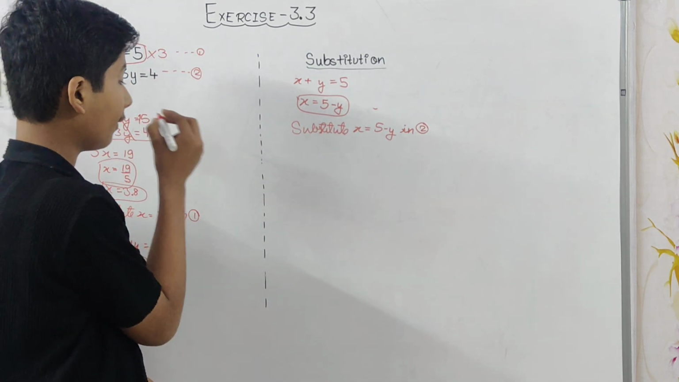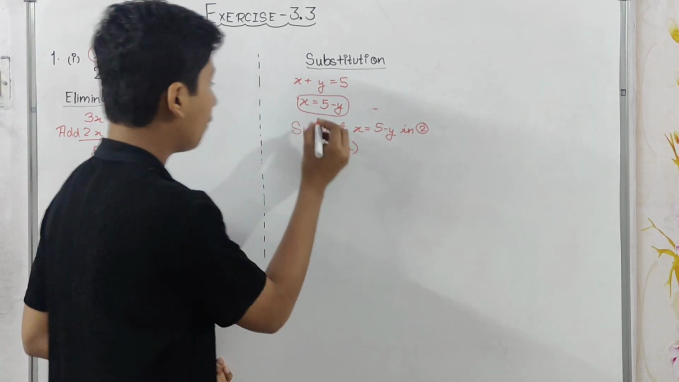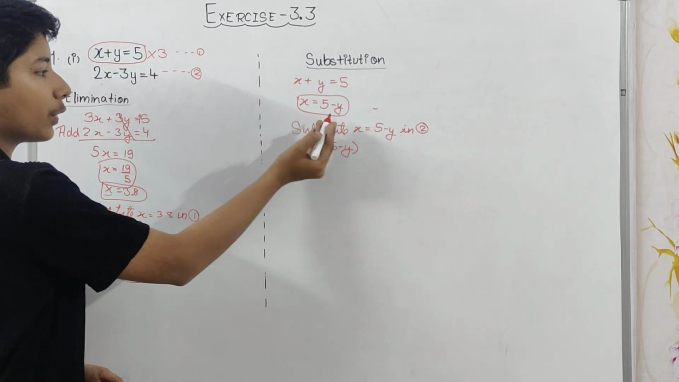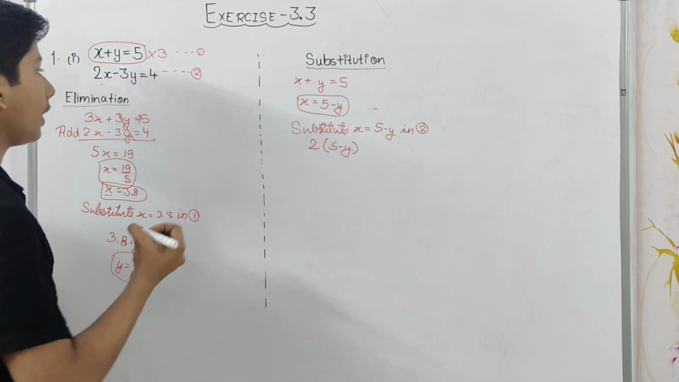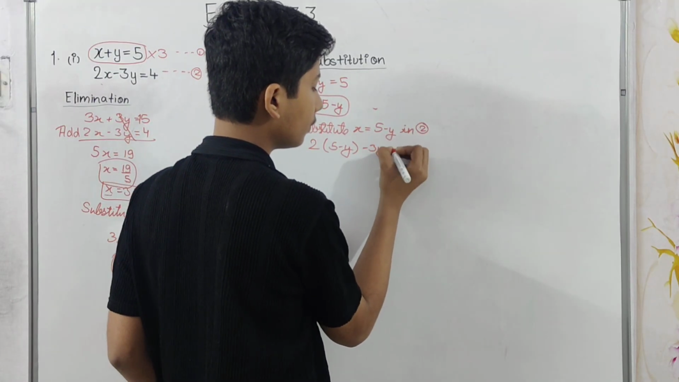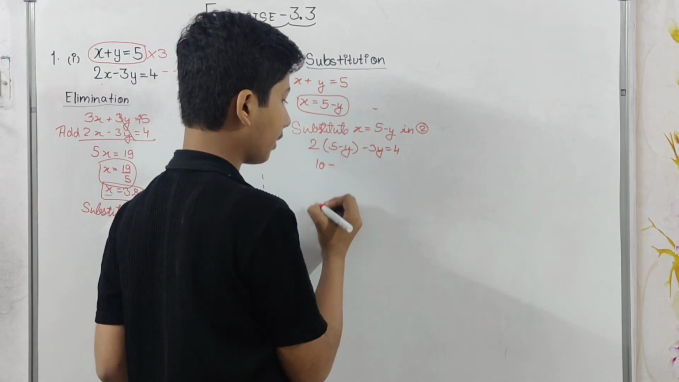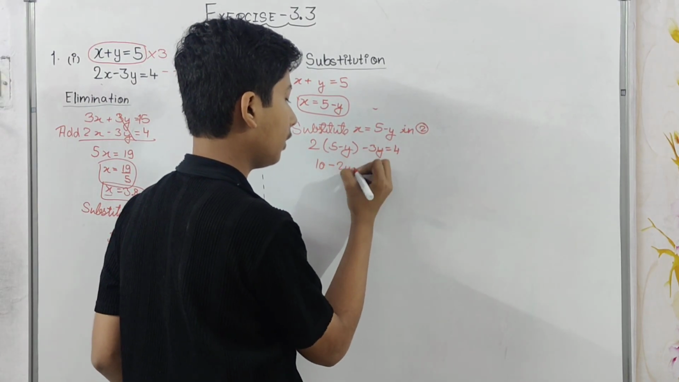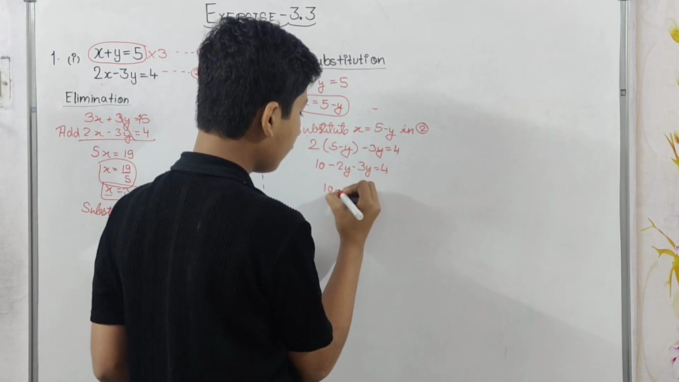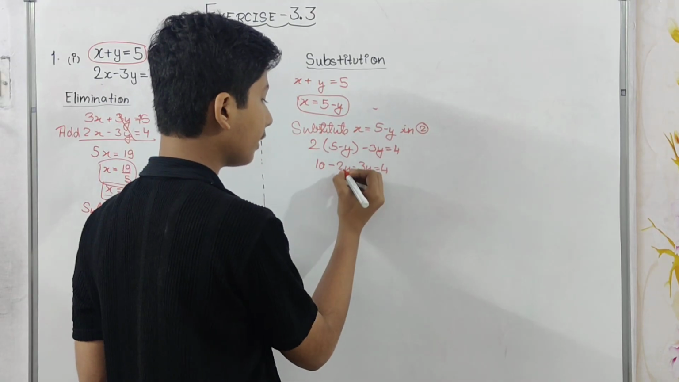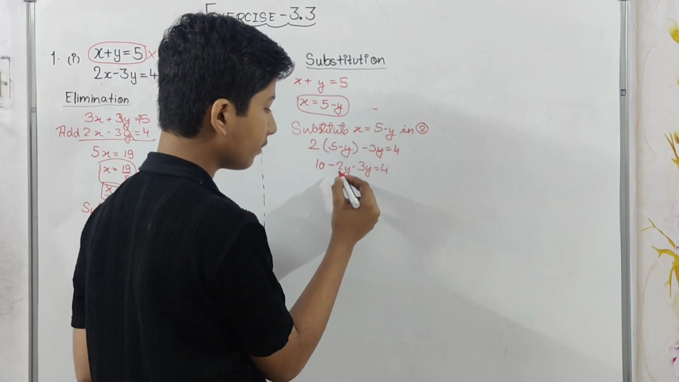So 2x minus 3y equal to 4. So 2 into 5 minus y, because in 2x minus 3y, the value of x we have found out is 5 minus y. So I have put it, and minus 3y equal to 4. And 2 5s are 10, minus 2y minus 3y equal to 4. 10 minus 2y minus 3y, which is minus 5y.